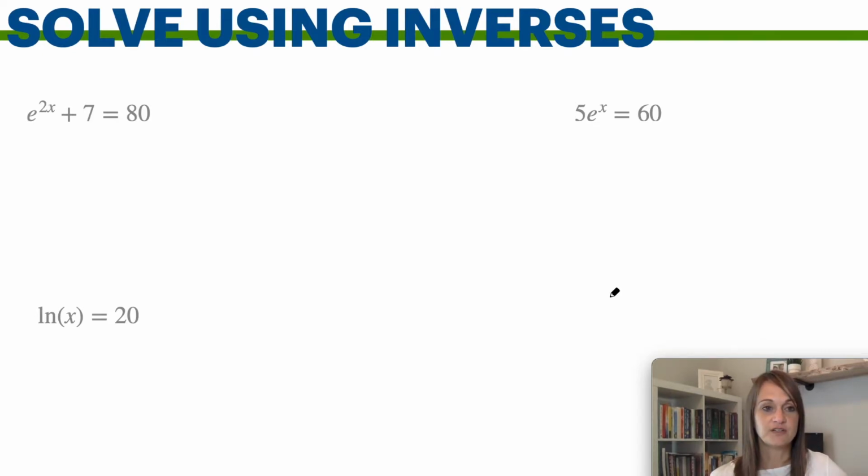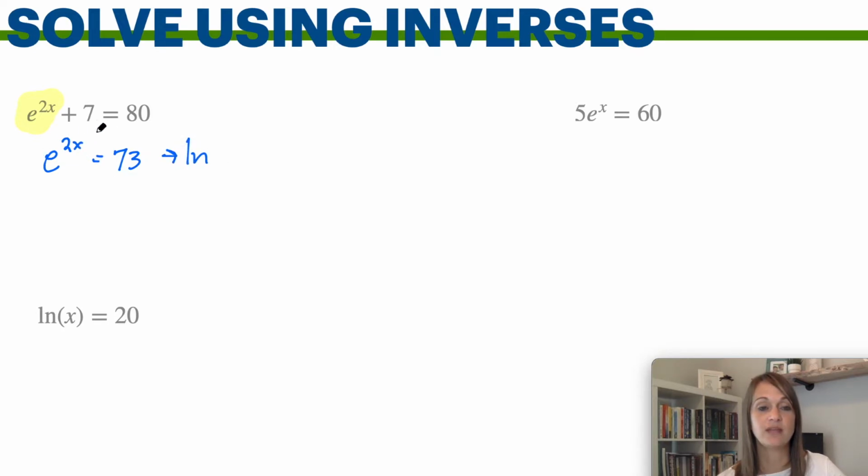Solving using inverses. In order to solve for e to the 2x, we cannot touch that at the moment. We first need to get rid of everything else on the side. So I'm going to subtract 7. So I'll get e to the 2x equals 73. Now we have x in the exponent. Therefore, we are going to have to use the inverse to get it out. So we will have to use a natural log.